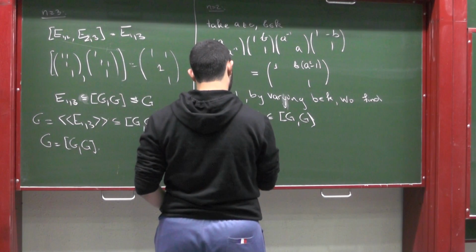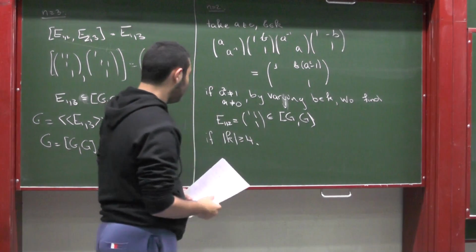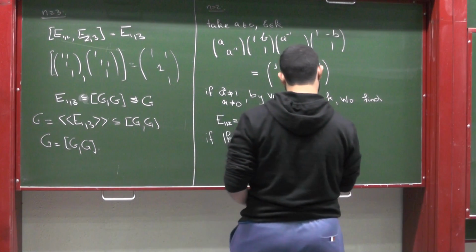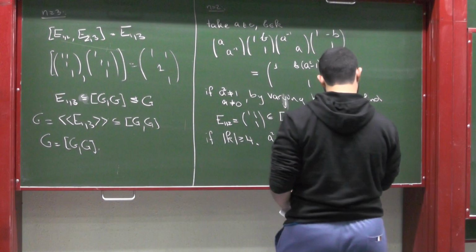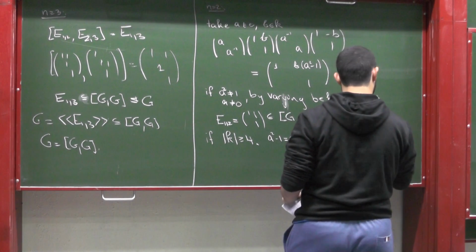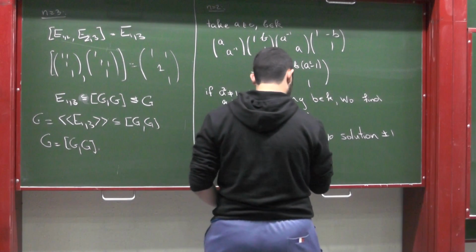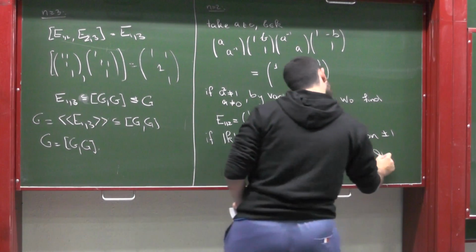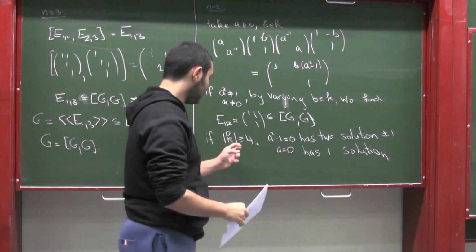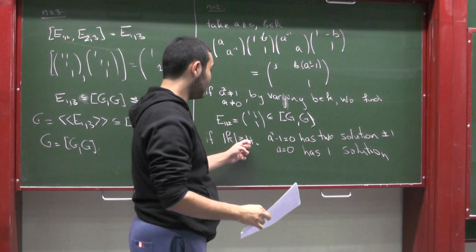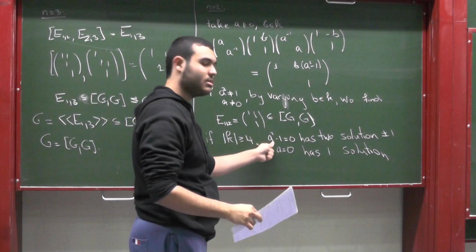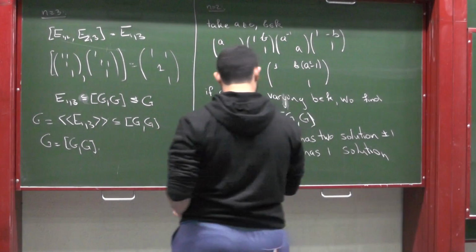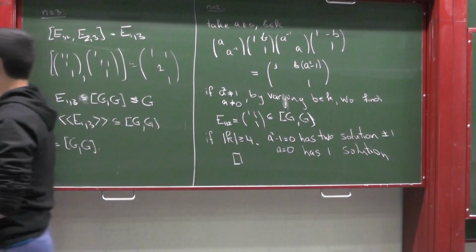If the field K has at least 4 elements, then this is a polynomial. A squared minus 1 equals 0 has at most 2 solutions, plus and minus 1, and A equals 0 has 1 solution. In particular, if K has at least 4 elements, I can pick some element of K which does not satisfy this nor this, and I win. And this is the demand on K.